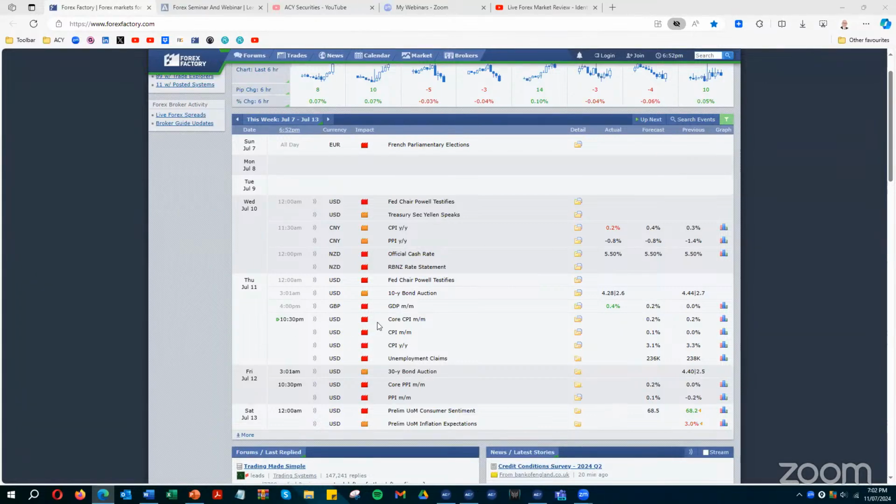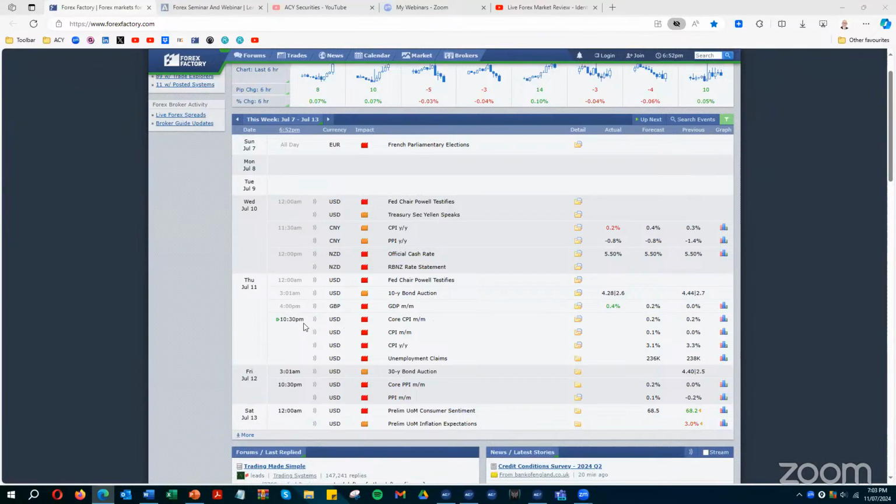We just had the UK GDP come out at 4, and that has further assisted the upward move of the pound against the dollar at the moment, getting it very high up there. We'll have a look at that in a moment.